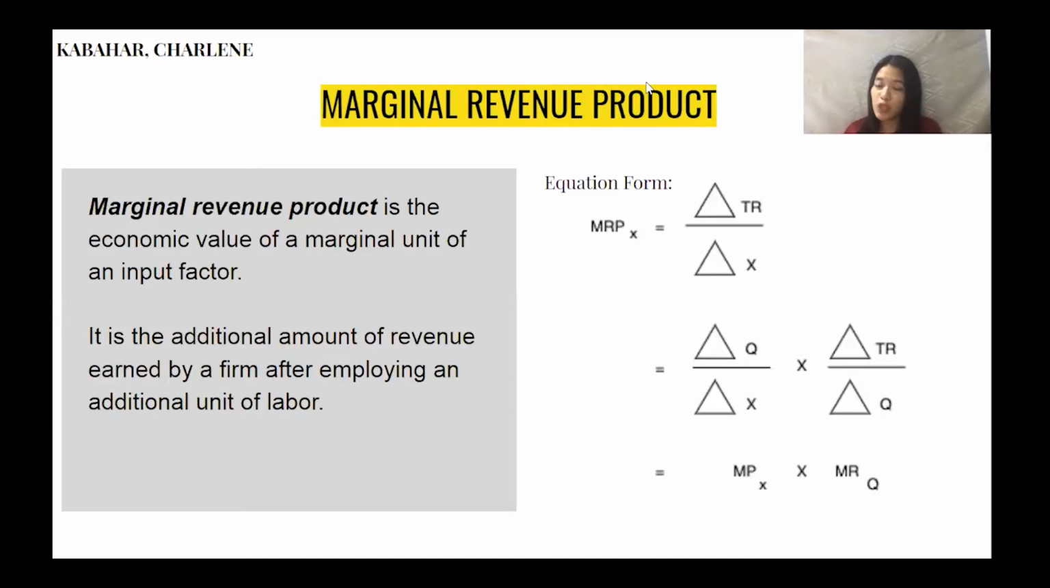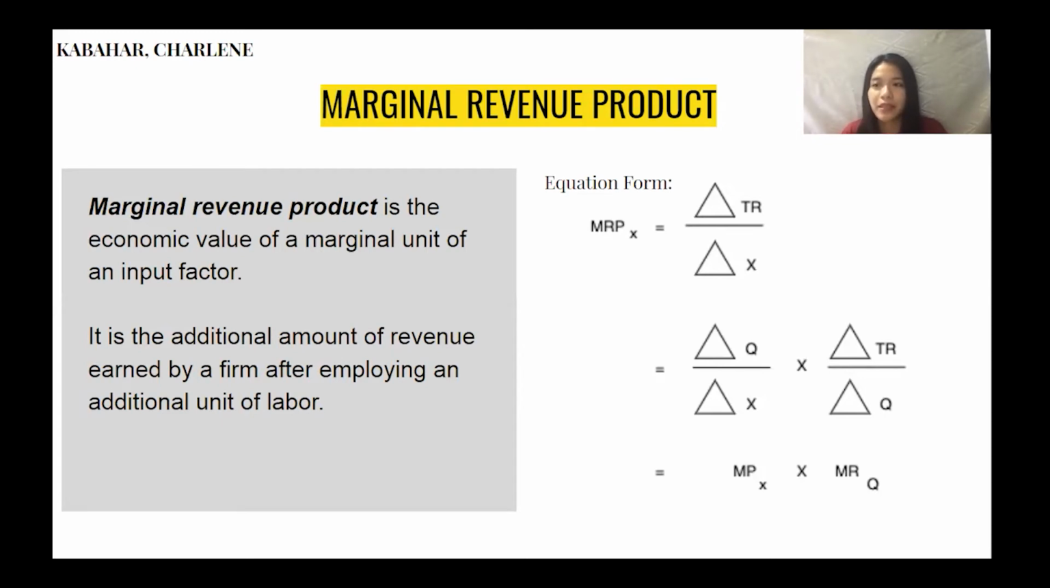Marginal revenue product is the economic value of a marginal unit of an input factor. It is the additional amount of revenue earned by a firm after employing an additional unit of labor. It also calculates how many employees they add or hire before losing money. It analyzes the effect of a variable input like labor that follows the law of diminishing returns, in which, as the number of variable input increases, revenue generated by each one decreases.